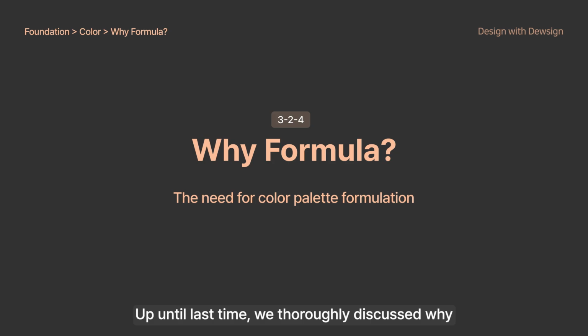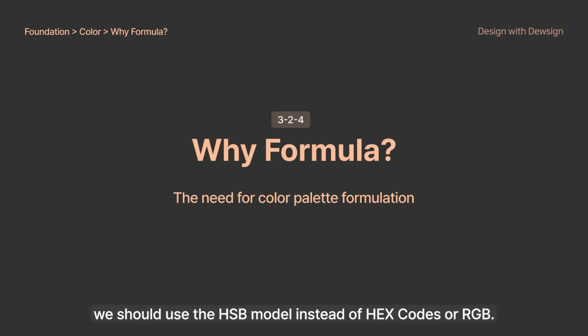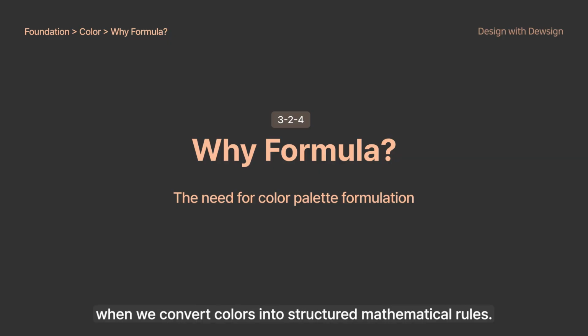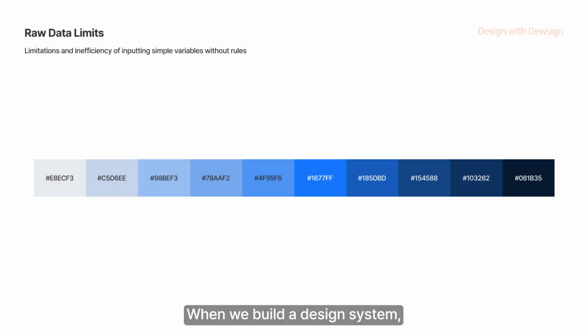Up until last time, we thoroughly discussed why we should use the HSB model instead of hex codes or RGB. Now, it's time to take that theory and apply it to real-world practice. Using the color model we worked so hard to choose, let's first look into the fundamental reasons why we need to turn our color palette into a formula, and what advantages we gain when we convert colors into structured mathematical rules. When we build a design system, if we define colors using simple hex codes or arbitrary numbers without rules, they remain nothing more than raw data.